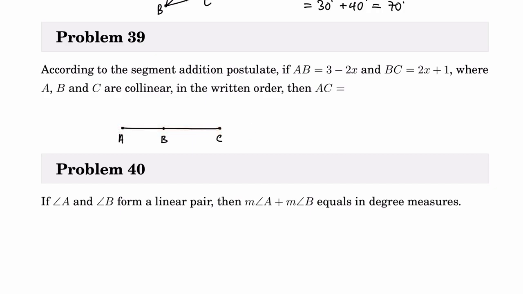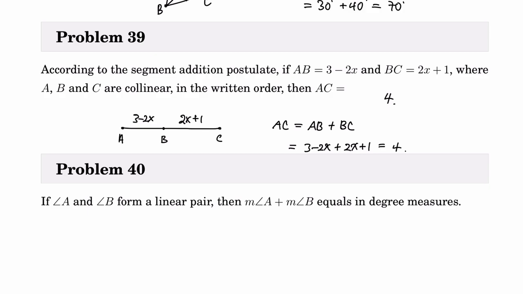So AB would be in fact 3 minus 2x. And you can see that BC is going to be 2x plus 1. And in order for me to say what AC is, I've got to say AC is going to be the same thing as AB plus BC. Which, if we use the substitution property, would be 3 minus 2x plus 2x plus 1. Now you can see that negative 2x and positive 2x get cancelled. So we're left with 4, and the answer for our problem must be 4.